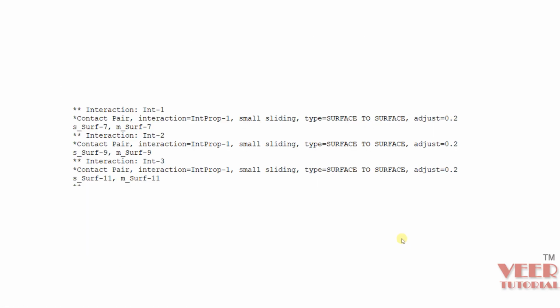And here is given the contact property. We have given small sliding here. The type is surface-to-surface contact. We have also inserted an adjust value, that is 0.2. Okay, so now we are going to solve this problem in Abaqus.